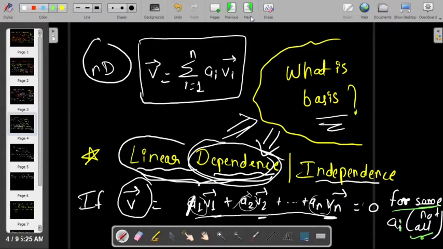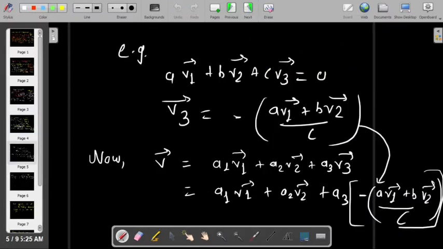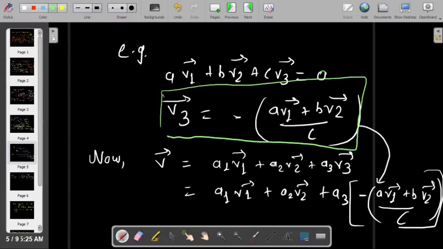Let me consider an example. For instance, let's say that we have three vectors: a v1 plus b v2 plus c v3 equals 0. Since this is 0, we can write v3 as this, simple mathematical algebra. So now, as per our linear combination concept, we can say that any arbitrary vector v can be written in terms of v1, v2 and v3.